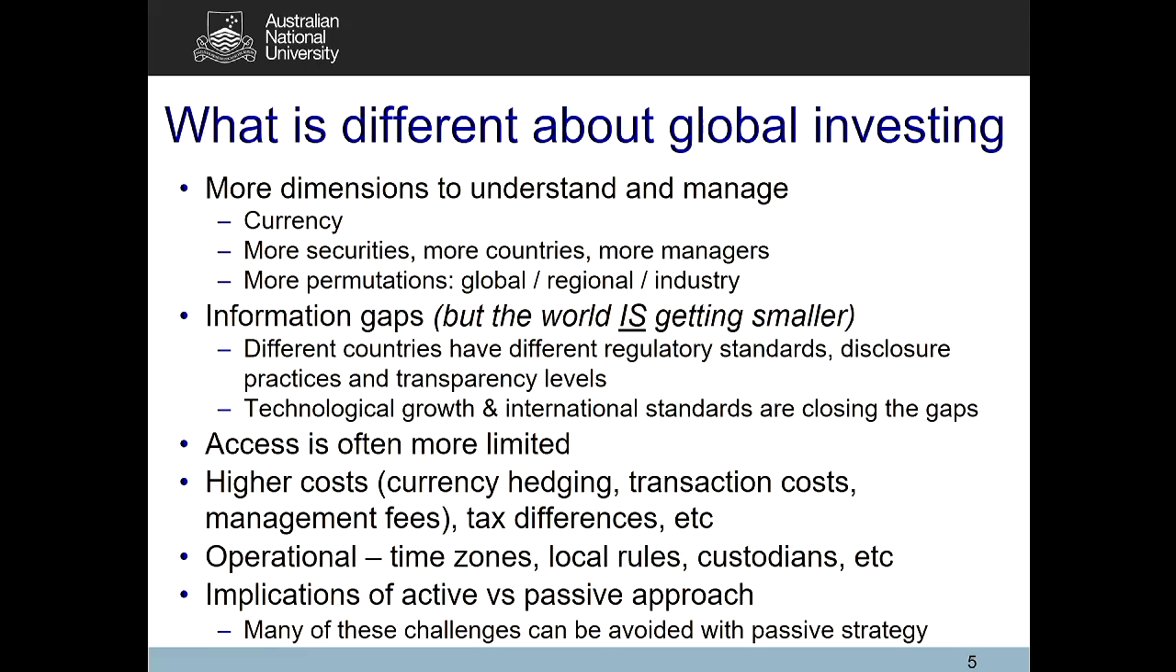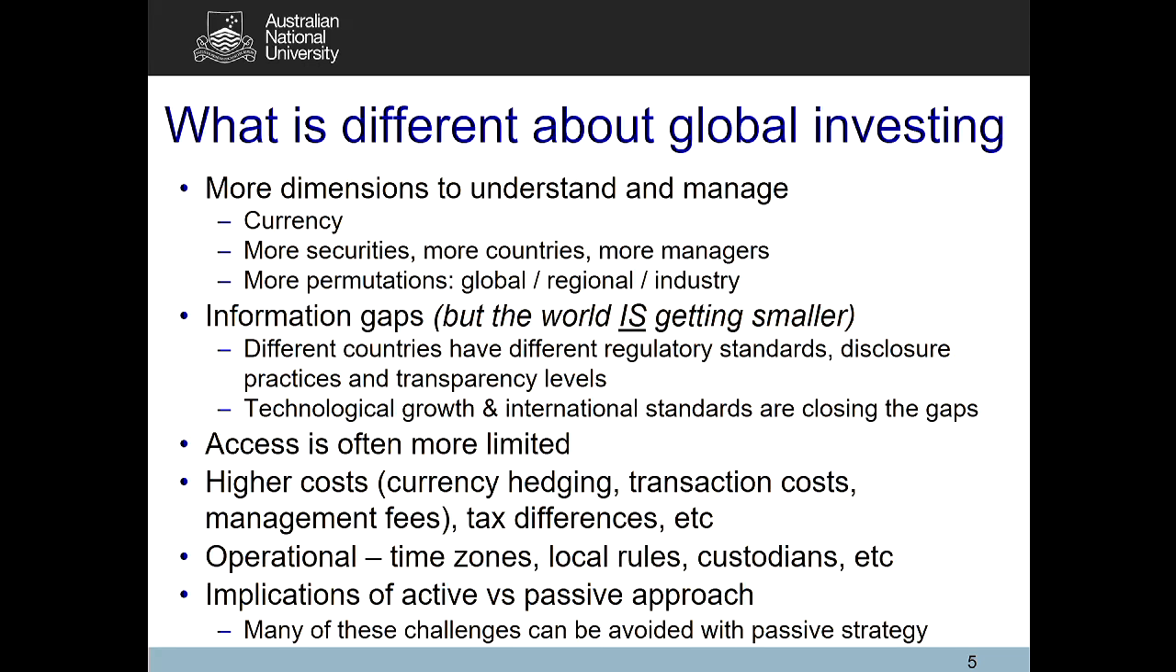There's higher transaction costs, particularly in things like emerging markets that are less liquid. In things like emerging market funds, if you outsource to an external manager, they will usually charge higher fees than an Australian manager. You have tax differences, right? Is it a classical or a dividend imputation system? There might be withholding taxes, and if you don't have a tax treaty with Australia, you're not going to get it back.